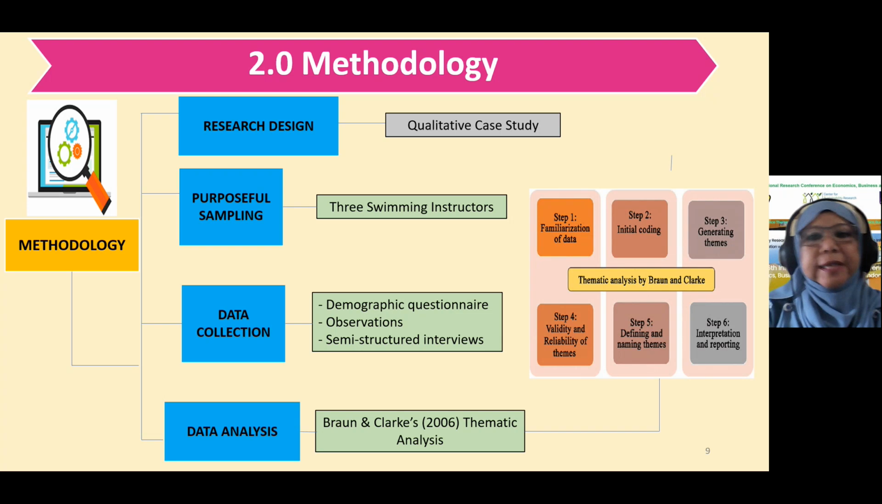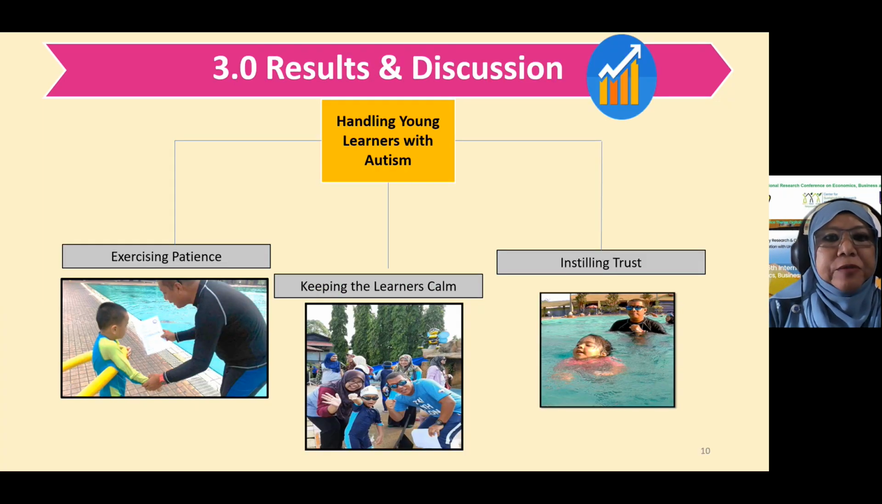And from the analysis, I found 3 emerging themes. Now, actually, there are many more, but in today's presentation, I'll just focus on 3 themes. The first one is the swimming teachers exercising patience with autistic learners. The second one is how they have to keep the learners calm. And the third one is for them to instill trust in these autistic learners.